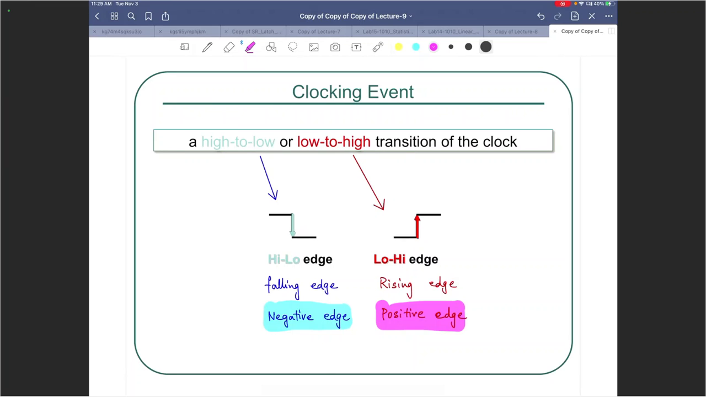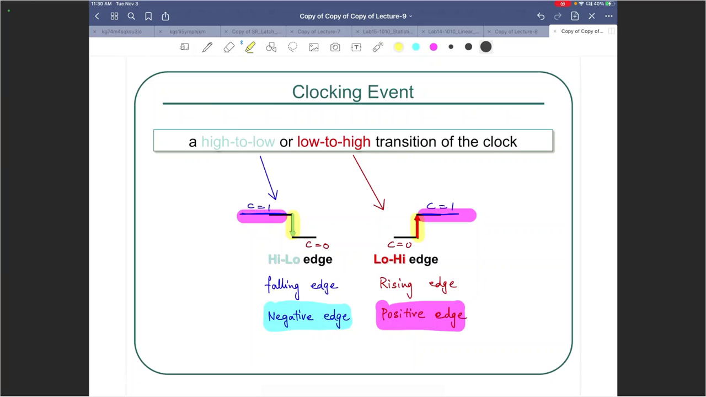You see, this was when C was 1, right? And this was when C is 0. For latches, the output could have changed here. But for flip-flops, the output can change only here. So you get very, very precise control over when the output can change. That's the main difference between latches and flip-flops.